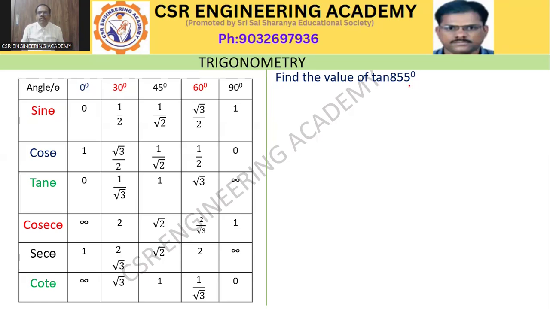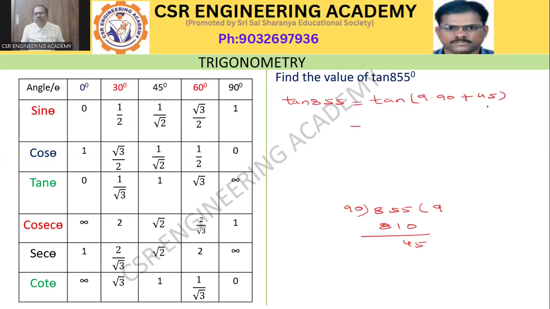Find the value of tan 855. Divide 855 by 90. 855 divided by 90. 90 nines are 810, remainder 45. Tan 855 is equal to tan(9 × 90 + 45), here the multiple of 90 is 9, an odd number. For an odd multiple, tan changes to cot 45.